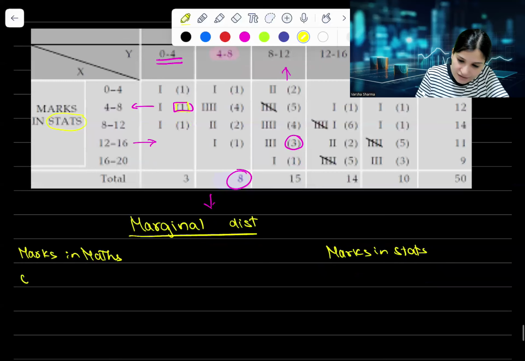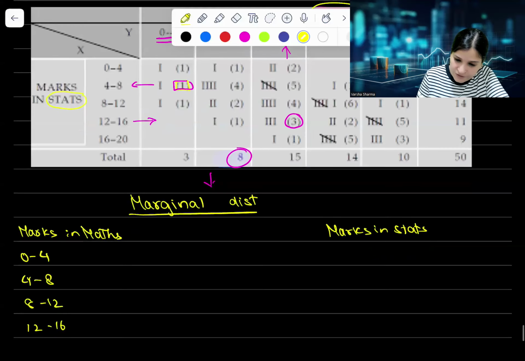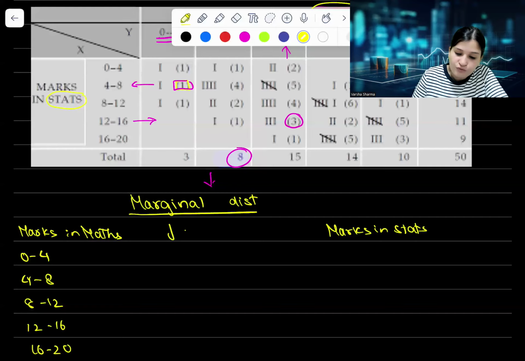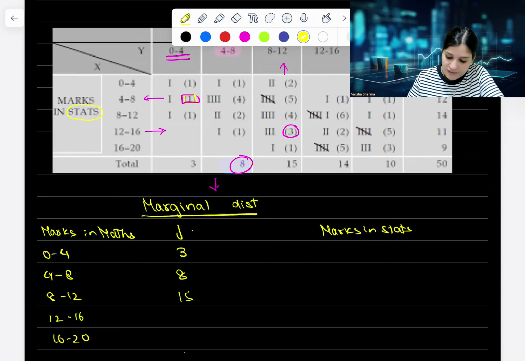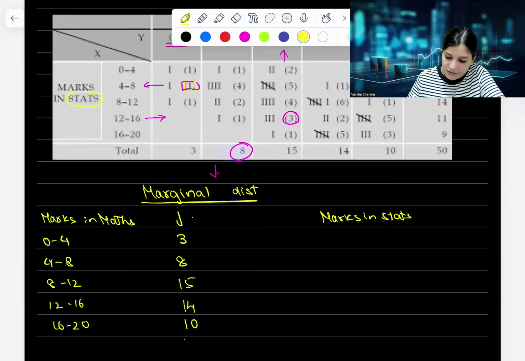So for marks in maths, I have columns 0 to 4, 4 to 8, 8 to 12, 12 to 16, 16 to 20, and frequency. What will be the total of 0 to 4 in maths? 3, ma'am. 4 to 8, 8. 8 to 12, 15. 12 to 16, 14. 16 to 20, 10. Now, if we add, we are going to get 50.